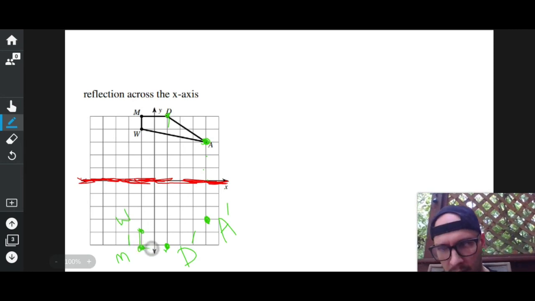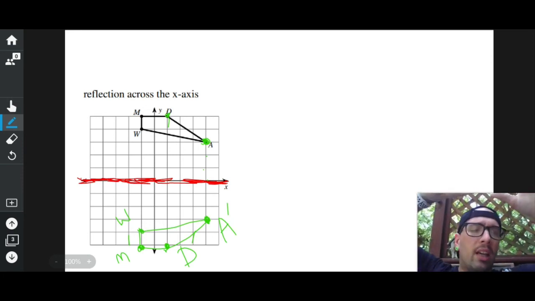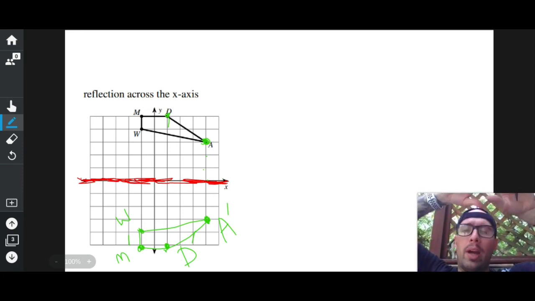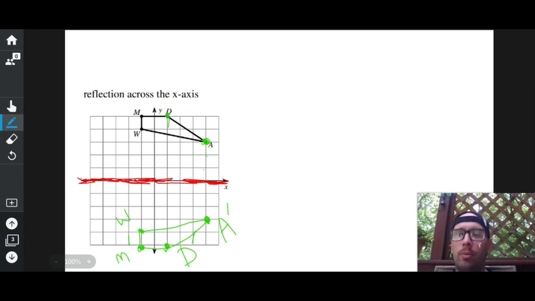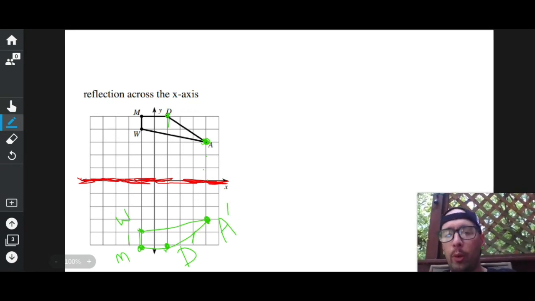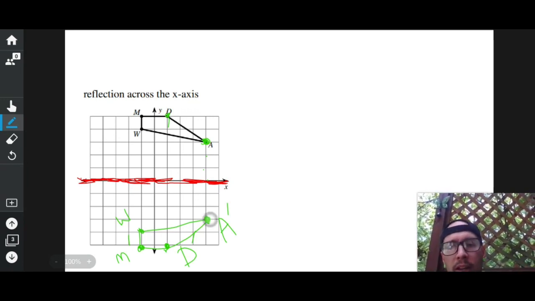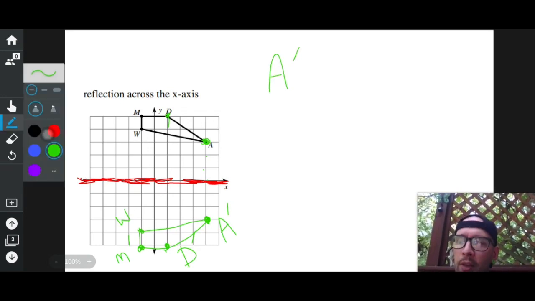Let's connect the dots. And if I was an actual artist, you would be able to see that my kite-looking thing that was flying above this red line is now flipped upside down. It didn't get bigger, it didn't get smaller. Let's actually label those new points. There's A prime. I didn't have to, but you know what? I like having a good time.